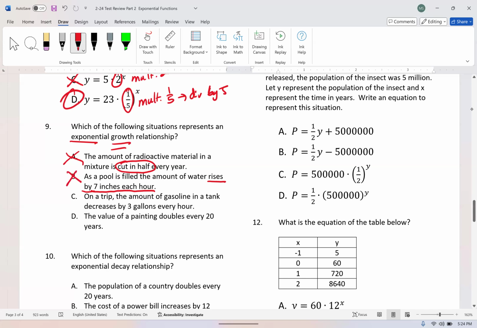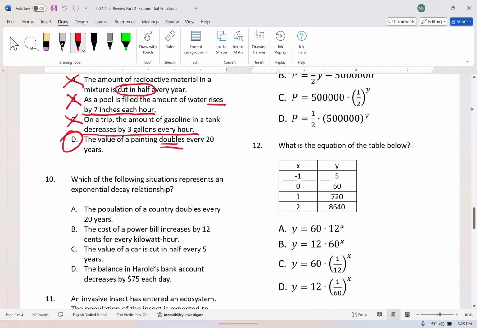Okay. C, on a trip, the amount of gasoline in a tank decreases by 3 gallons every hour. So now what's happening is that the tank level is decreasing, meaning subtracting. We don't subtract an exponential. And then D, the value of the paint doubles every 20 years. Doubles. That means it's going up, but it's multiplying by two. So D is the correct answer.